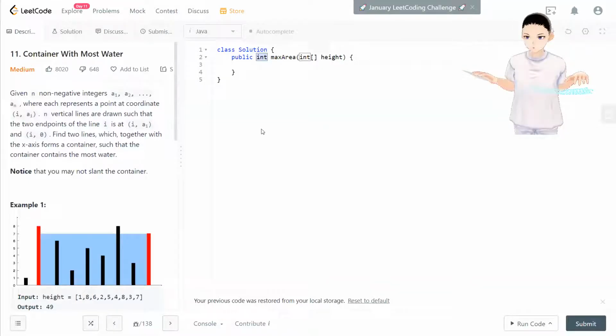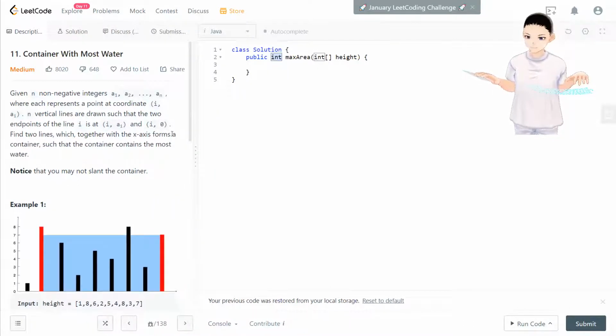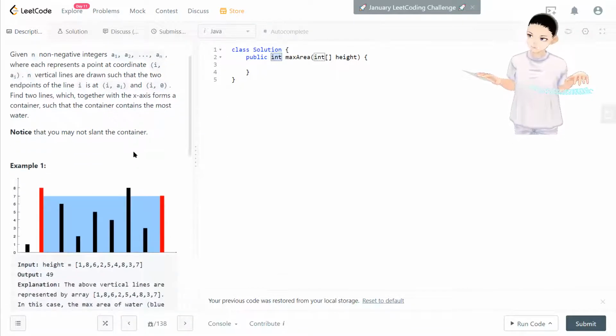I'm here to do my 100 Leetcode challenge. Today we have Leetcode 11, Container With Most Water. Now let's take a look at this question. The wording is really long, so it's good to just take a look at the example right here.